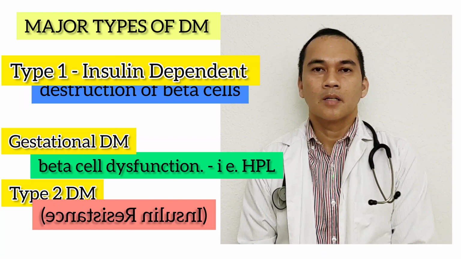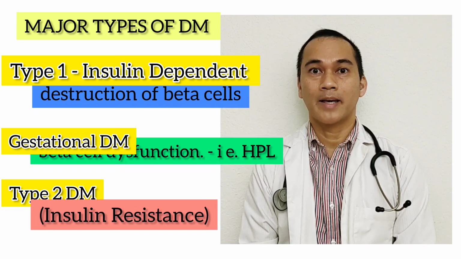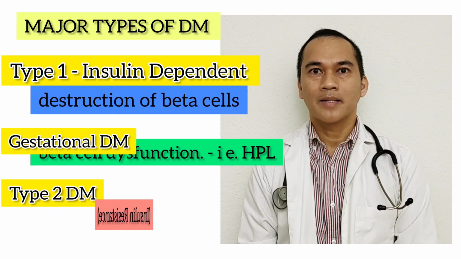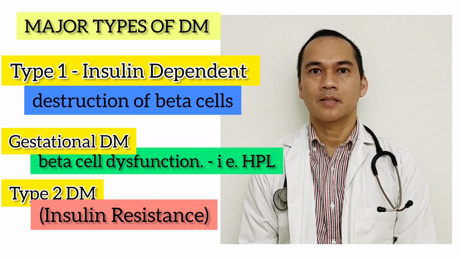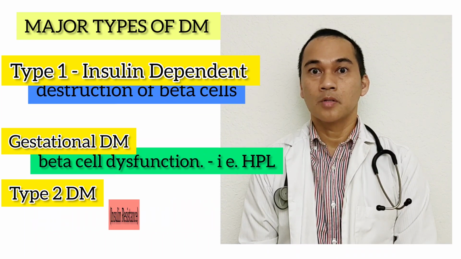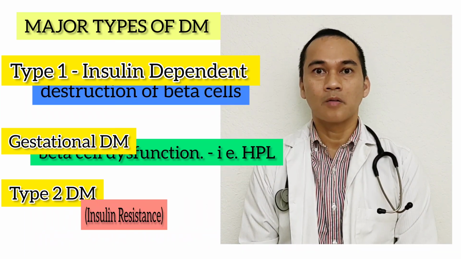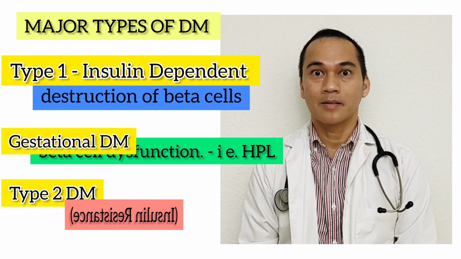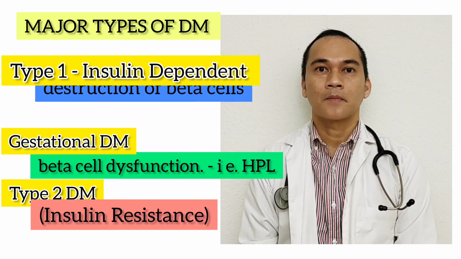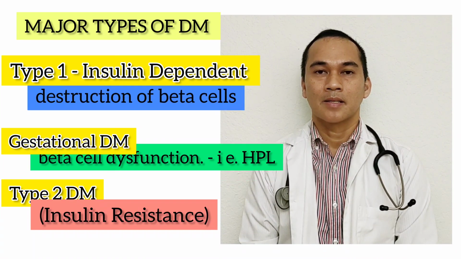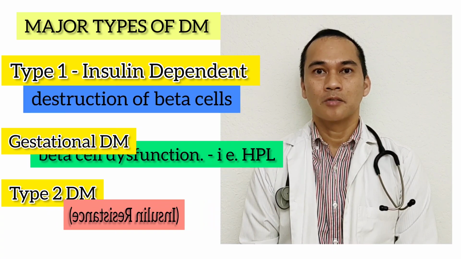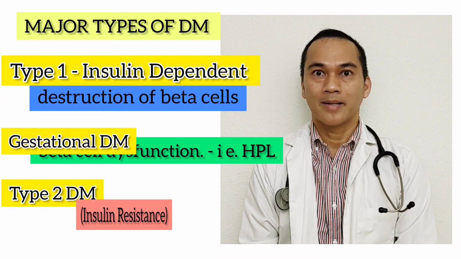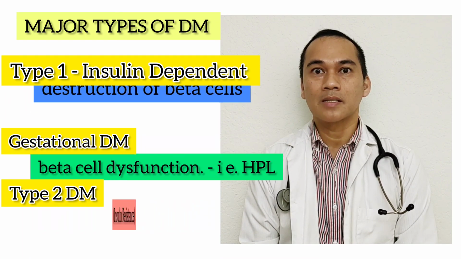So now let's proceed to the major types of diabetes mellitus. We have type 1, or the insulin dependent. This is caused by the destruction of the beta cells of the pancreas. So the pancreas produces very little or no insulin at all because our immune system attacks those beta cells. This is an autoimmune disease. And then we also have gestational diabetes that causes beta cell dysfunction due to the production of human placental lactogen during pregnancy, which causes insulin resistance.